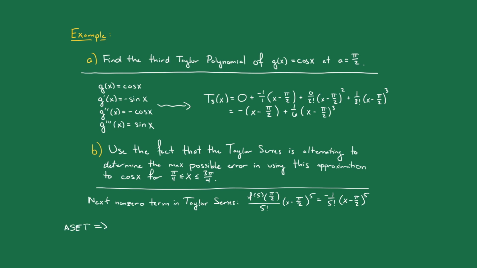Therefore, by the alternating series estimation theorem, the error in approximating cosine of x by its third-degree Taylor polynomial is less than or equal to the absolute value of minus 1 over 120 times x minus pi over 2 to the fifth, which is less than or equal to 1 over 120 times pi over 4 to the fifth, since the radius of our interval is pi over 4. And this number is about equal to 0.00121. Therefore, we have found that the error is bounded above by 0.00121 on the interval pi over 4 to 3 pi over 4.